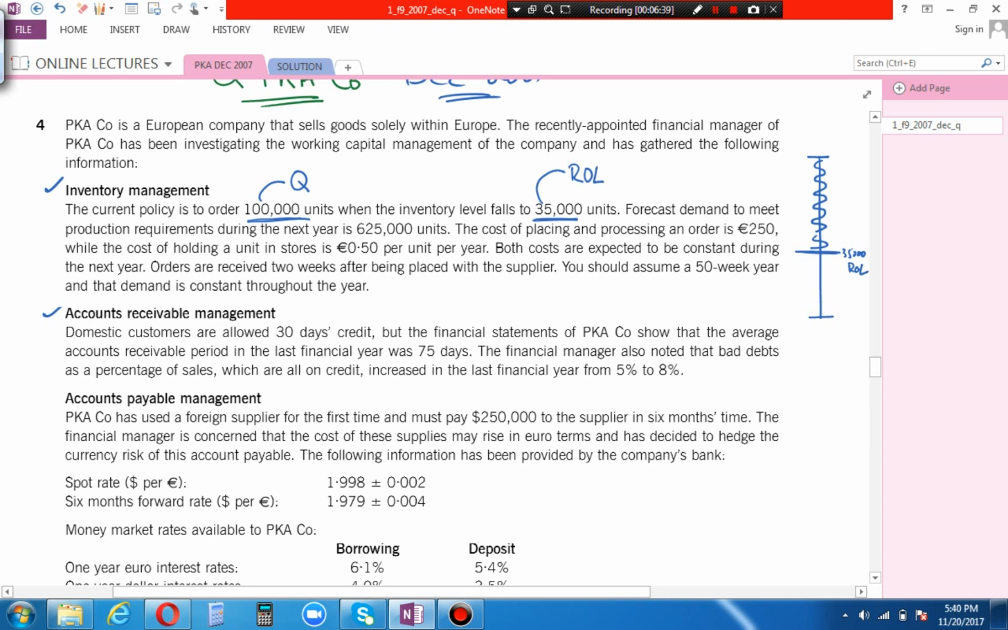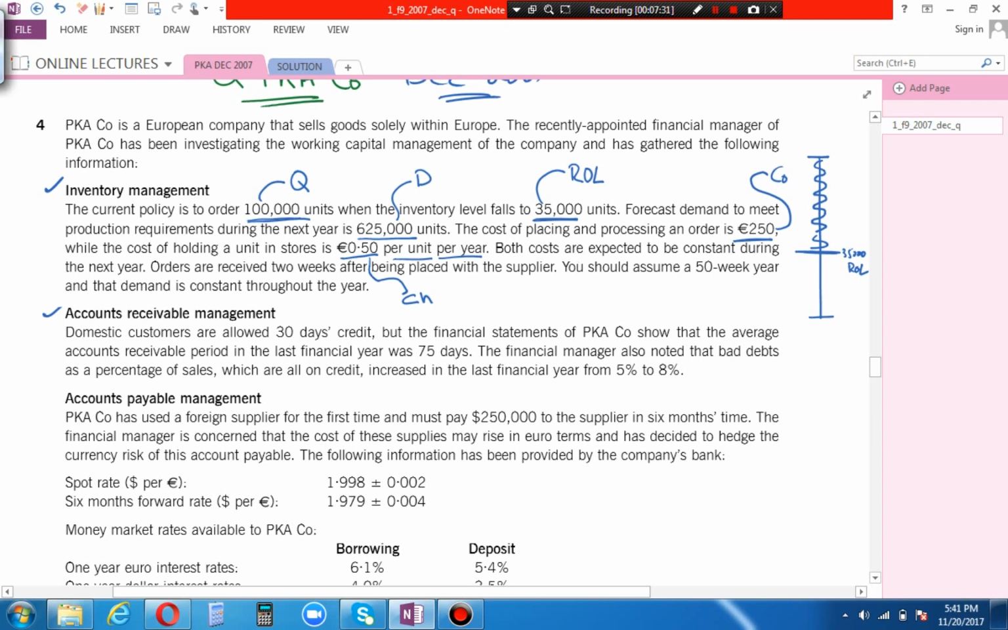Okay, the forecast demand to meet the production requirement during the next year is 625,000. So this is basically your demand, D. The cost of placing and processing an order is 250 euros. So the cost of ordering one order, I'll call it CO, is 250 euros, while the cost of holding a unit in the store is 0.5 or half a euro, and this is cost of holding per unit per year. So cost of holding one unit for 1 year is CH, 0.5 euros.